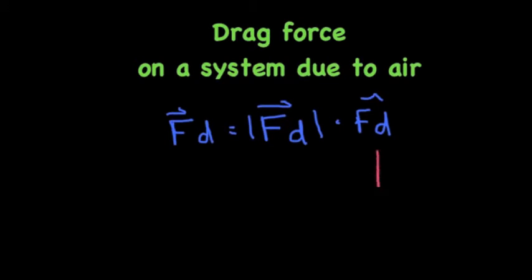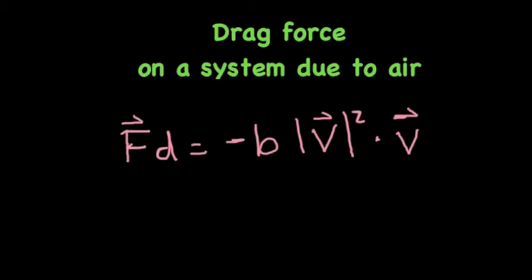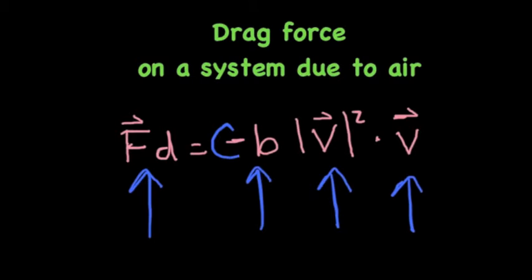The direction of the drag force is opposite to that of the velocity, so it's negative. One way to model the drag force is to say that the magnitude is proportional to the square of the velocity. Putting this all together, we have that the drag force is equal to b, which is the proportionality constant, times the square of the magnitude of the velocity times the velocity vector. And it's negative, because the direction is opposite that of the velocity.